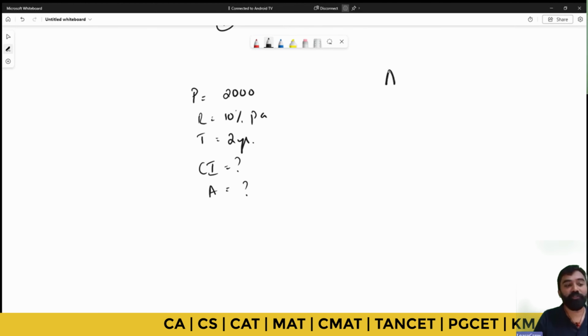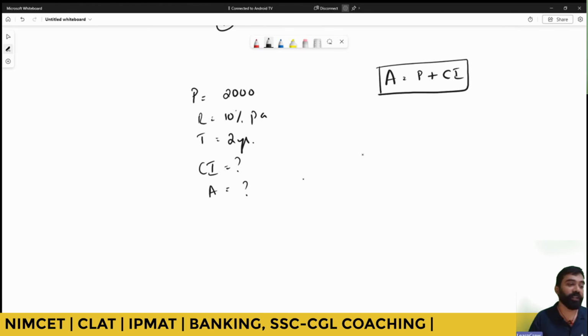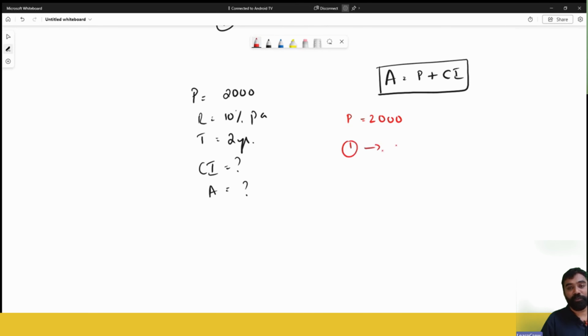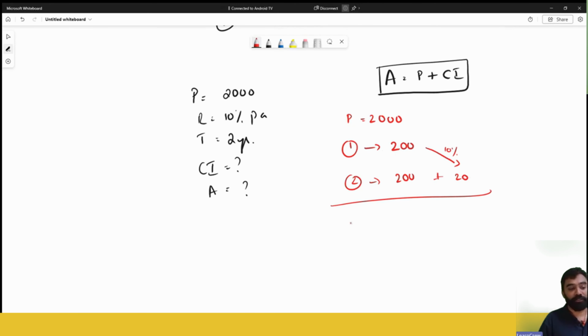Here also the actual amount is nothing but the principal plus compound interest. Now first you need to find out the compound interest for 2 years. How will you do it? The principal is 2000. First year it is going to be 10% of 2000, that is nothing but 200. Second year it is going to be the same 200 plus the 10% of this one, that is nothing but 20. On the whole it is going to be 400, 420 plus this one. So the amount is going to be 2420.